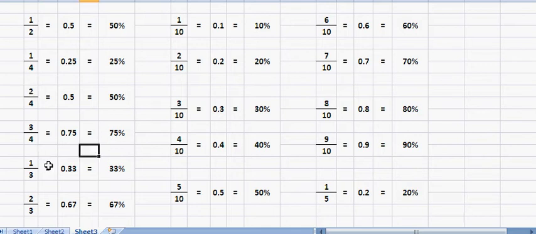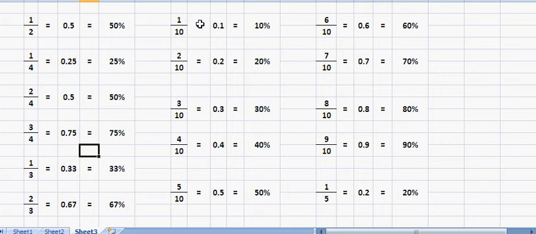Okay, two slightly tricky ones here: 1/3 and 2/3. 1/3, 0.33, 33%. That isn't exact. It should be 0.33333 and 33.333. But for us, we're just doing two-digit approximations. We're happy. 2/3, 0.67, 67%.